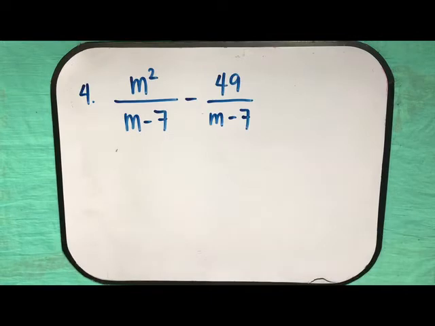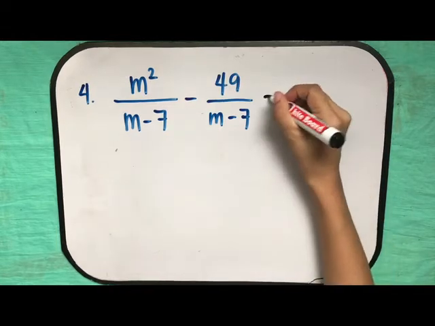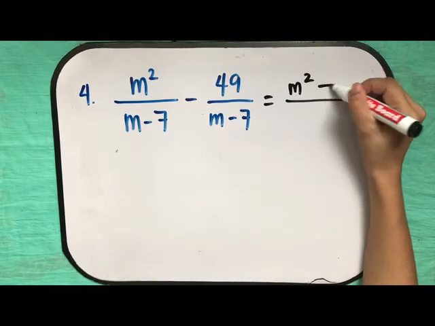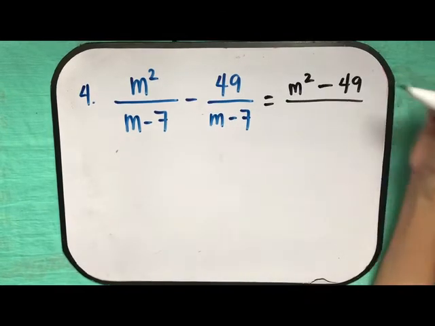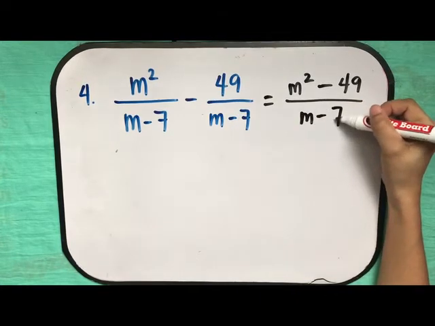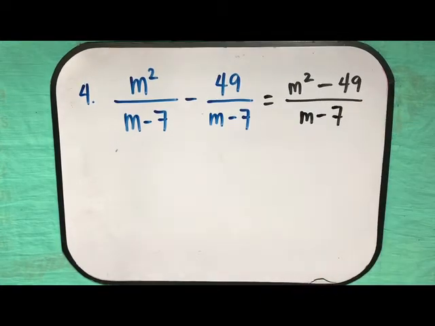Let's have example number 4. M squared over m minus 7 minus 49 over m minus 7. Subtract the numerator, we will have m squared minus 49, and then copy the denominator, m minus 7. Now, observe. Can we still simplify it? Yes, so we can apply factoring in the numerator. What kind of factoring method can we apply in the numerator?